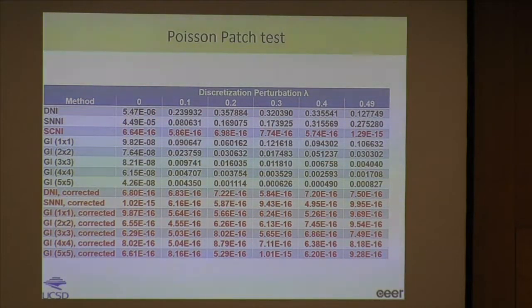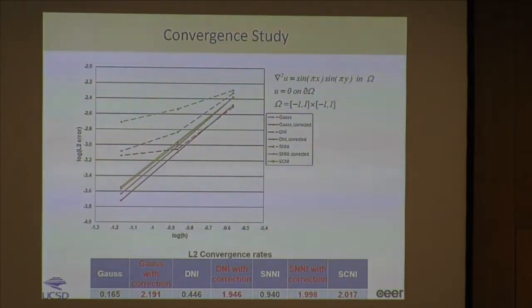You see when the nodes are uniformly distributed, in fact, all integration methods work well. But as you start to move nodes around, they start to generate very large error, especially direct nodal integration, and especially SNNI. SCNI, of course, we know is going to satisfy it. But even Gauss quadrature, up to 5 by 5 Gauss quadrature, you still have a significant amount of error. Then if you do the correction, even direct nodal integration, SNNI, and even 1-point Gauss quadrature give exact results, of course, as expected, because it's designed that way.